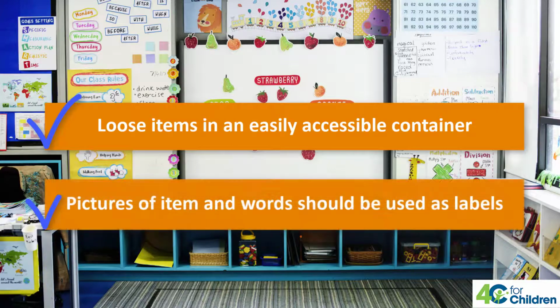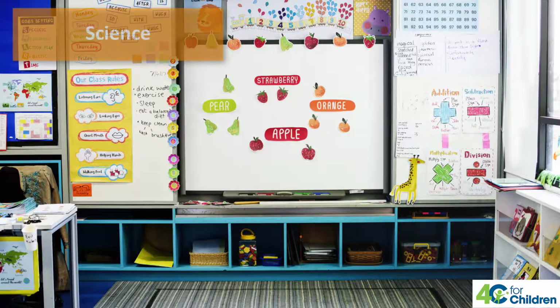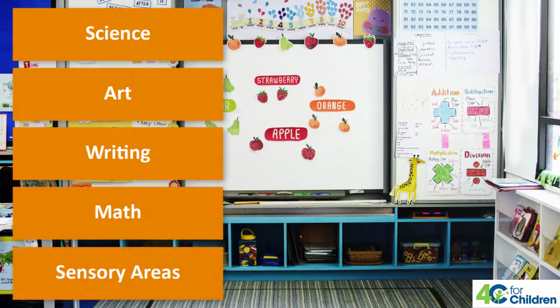Pictures with a clear printed word of where learning materials belong in areas should be posted at the eye level for the school-age child. There should be plenty of space for the children to work at large tables and taller chairs such as science, art, writing, math, and sensory areas.